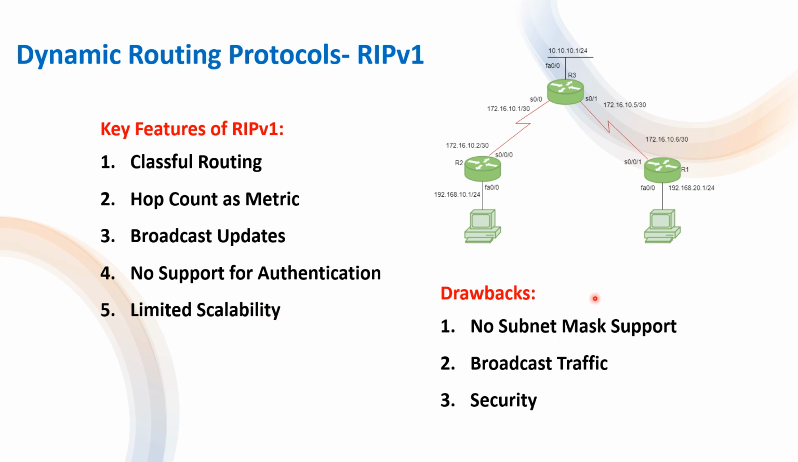Some of the drawbacks of RIP version 1 are: RIP version 1 does not carry subnet mask information in its updates, meaning it cannot support VLSM, leading to inefficient use of IP addresses. Regular broadcasting of those updates increases network traffic, particularly in large networks. It lacks any authentication features, making it vulnerable to attacks or unauthorized routing updates.